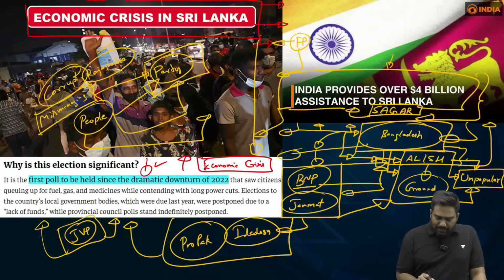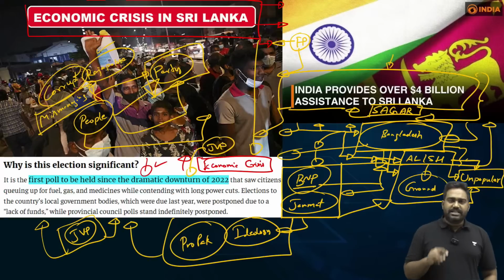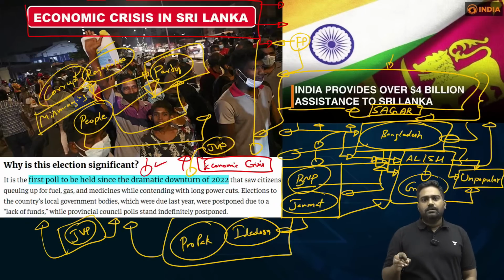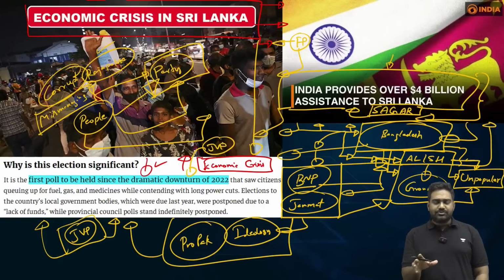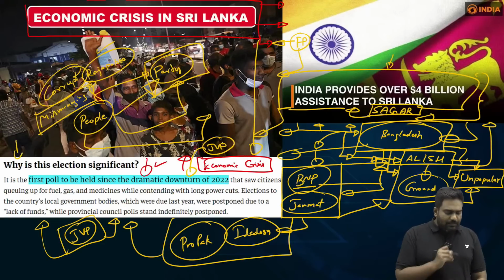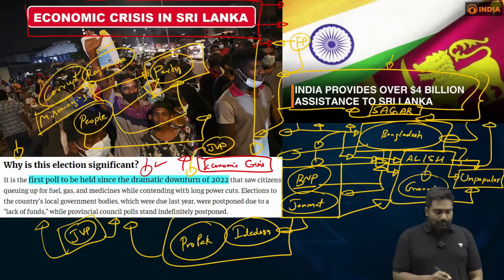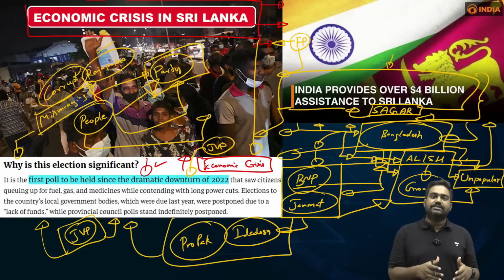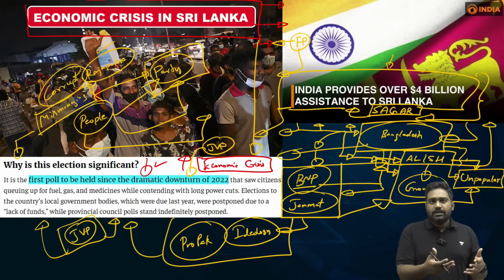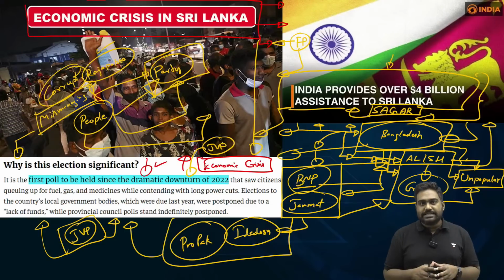This is where the JVP exploited the discontent. JVP is a left Marxist party, a communist party essentially. I'll come to its history in a short while and explain the controversial history of the JVP. But please understand, despite being a minor party, it built ground level support by working with the people. It channeled the anger of Sri Lankan citizens against all politicians and built ground level support for itself.